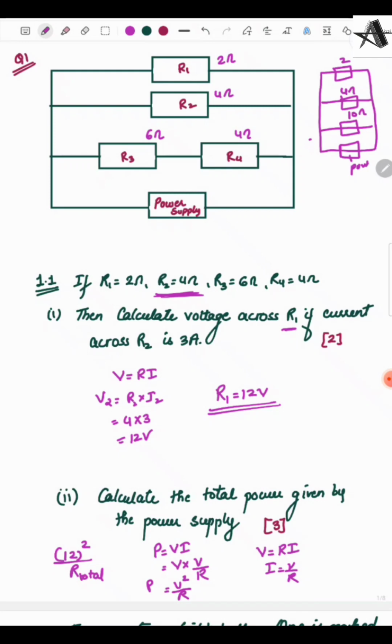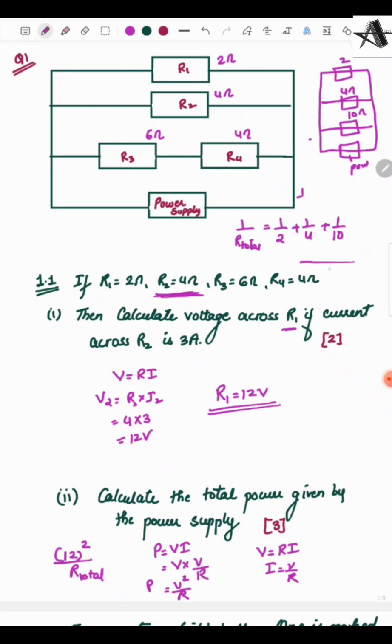If they all are in parallel, we know that to calculate the total resistance in a parallel circuit, I need to add their reciprocals. So 1 over R total is equal to 1 over 2 plus 1 over 4 plus 1 over 10.